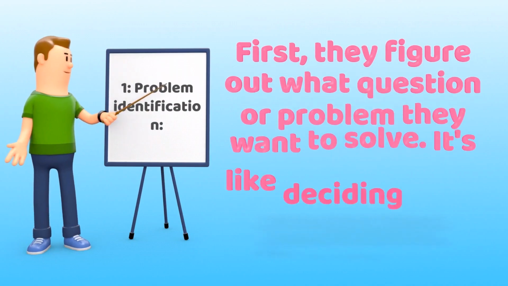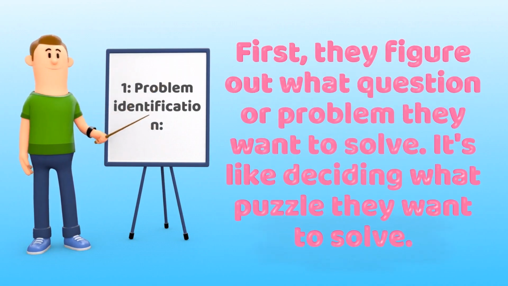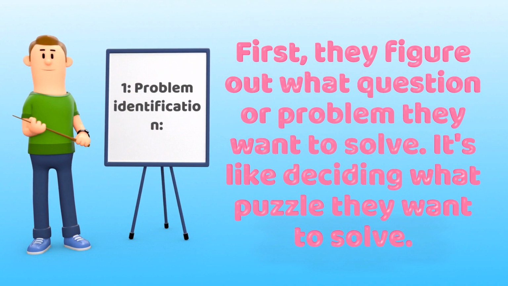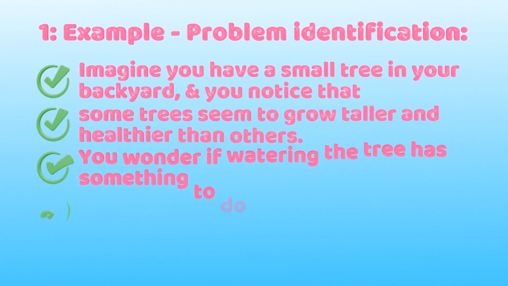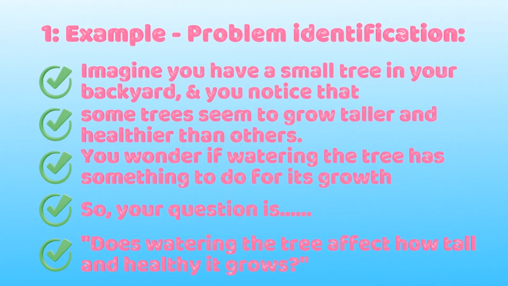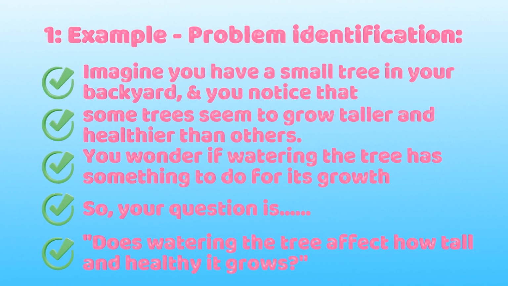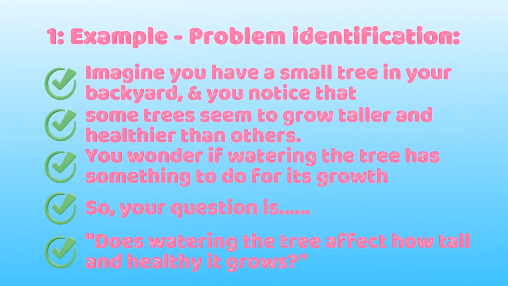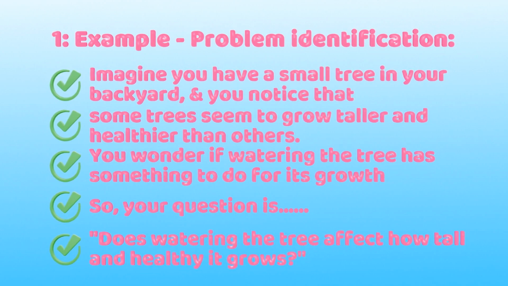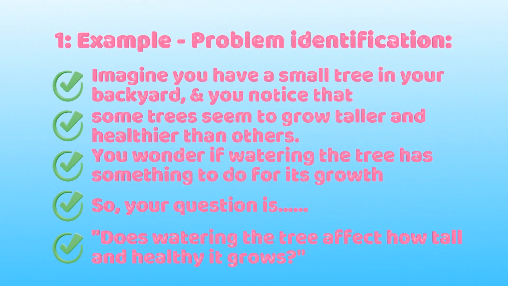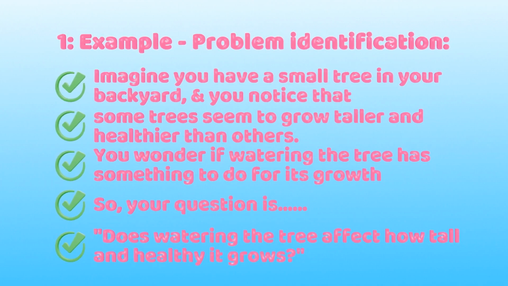The first step is problem identification. In this step, what they do is just to figure out what's the actual question they need to solve. Let's see an example of problem identification. Imagine you have some trees, and some of the trees are healthier while others are not. You might be asking what's the problem. Your question will be, does watering affect the growth of the tree?